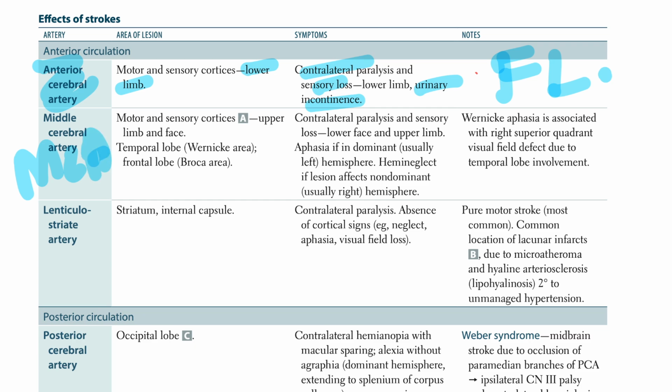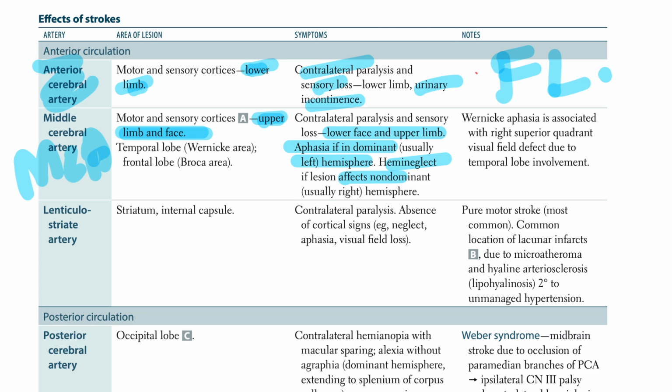MCA supplies the upper limb and the lower face. So lower face and upper limb problem. If you want, you can go back and look at the homunculus and actually see where they are. You will see that they supply the face and the upper limb, whereas the ACA supplies the lower limb. Simple thing. But aphasia will occur if it is a dominant left hemisphere problem. Hemi-neglect will occur if it's a non-dominant hemisphere problem.